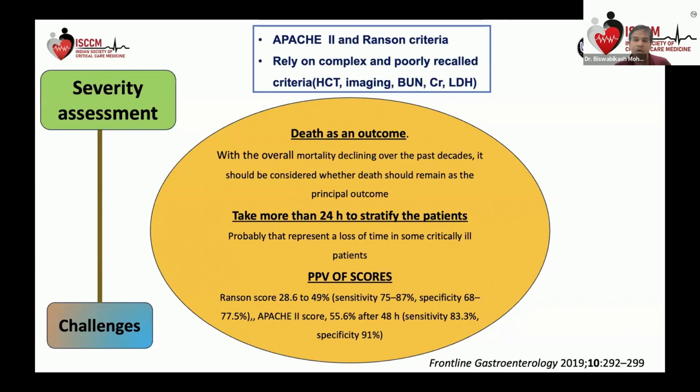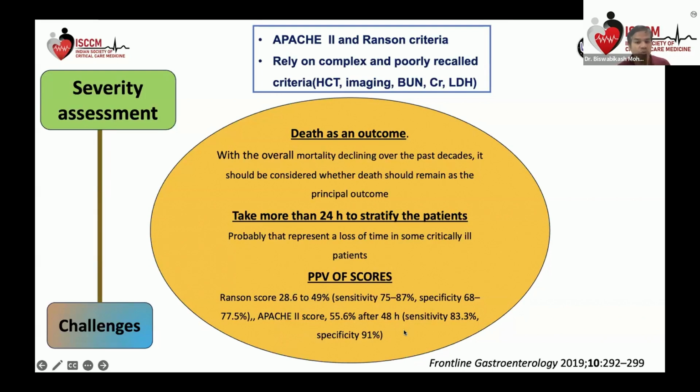Apart from that, the Apache score and Ranson's criteria take more than 24 hours to stratify the patient. By that time, we have already lost time in some critically ill patients. Apart from that, there is the positive predictive value for scores like the Ranson score and the Apache score. For the Ranson score, the positive predictive value is almost 28 to 50%, and for the Apache score it is 55% after 48 hours.